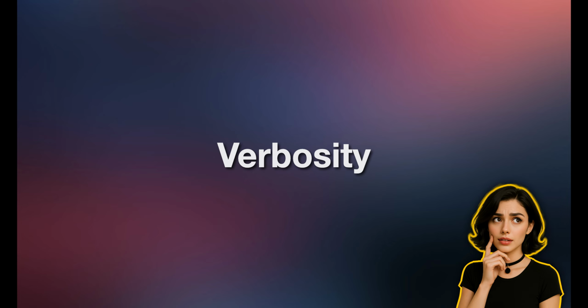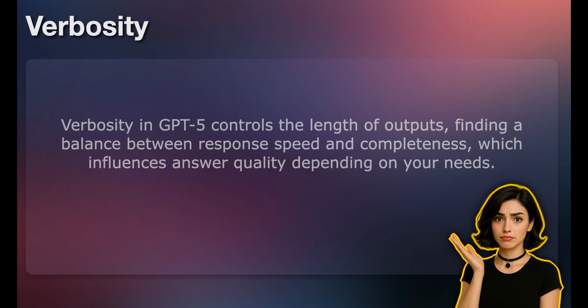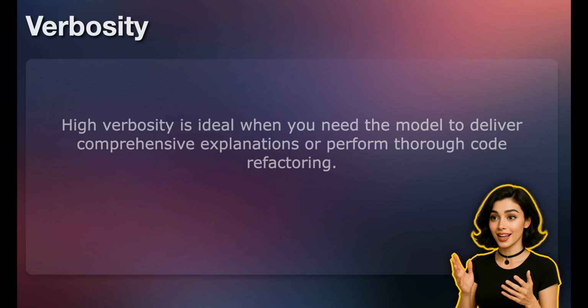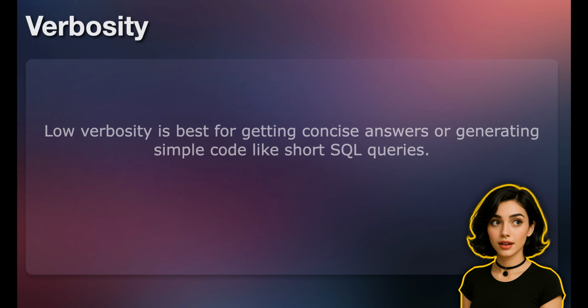Next, let's explore the verbosity parameter introduced through GPT-5. Verbosity in GPT-5 controls the length of outputs, finding a balance between response speed and completeness, which influences answer quality depending on your needs. High verbosity is ideal when you need the model to deliver comprehensive explanations or perform thorough code refactoring. Low verbosity is best for getting concise answers or generating simple code like short SQL queries.